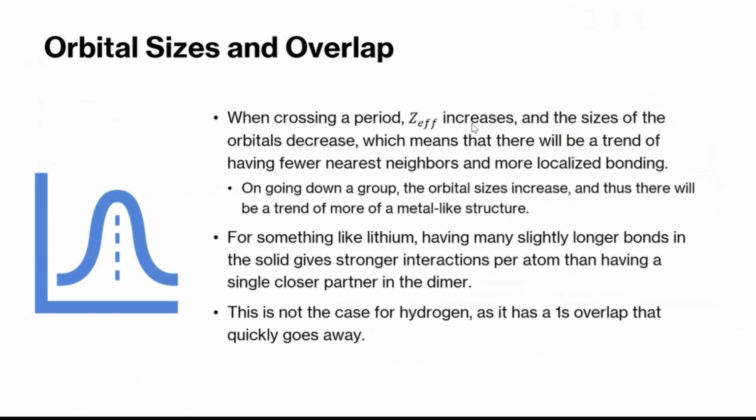Take for example something like lithium. They have many slightly longer bonds in the solid, and they give stronger interactions per atom than having a single closer partner in Li2. Just put simply, the solid allows for more bonding to occur and overall just more stability. So that's why lithium is solid instead of existing as a diatomic. However, this is not the case for hydrogen. Because the 1s orbitals are so small, it can only really exist as that H2 molecule.